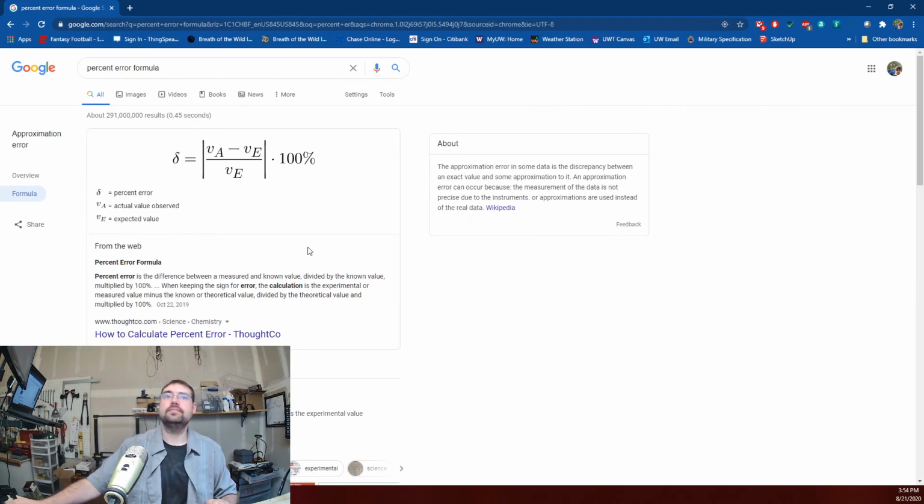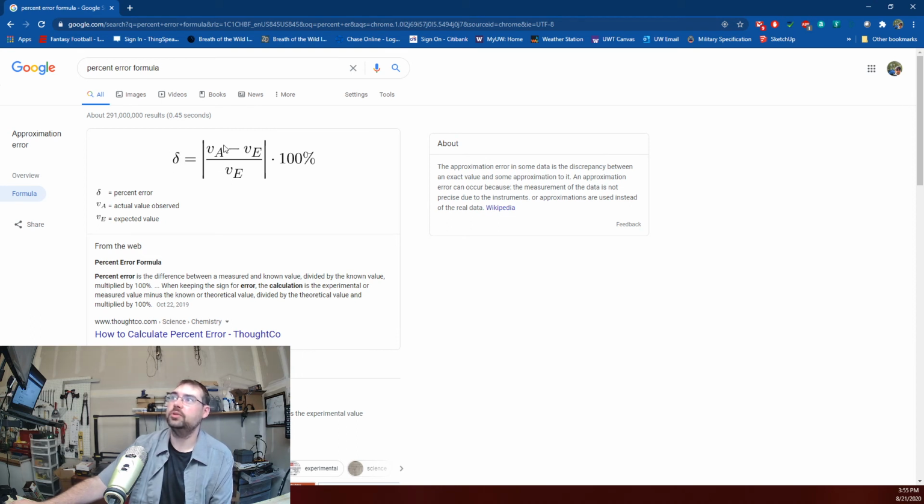Boom. Here you go. So this is our percent error. This is where we figure out how far we were off, and then we can figure out at that point why we were off, and see if we can figure out as an engineer what we were off by. So this delta symbol is percent error.